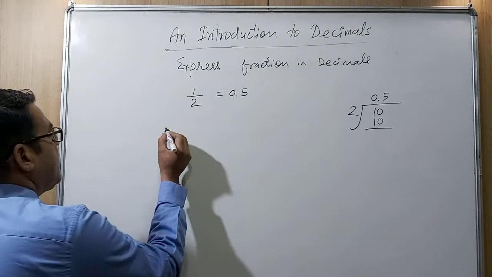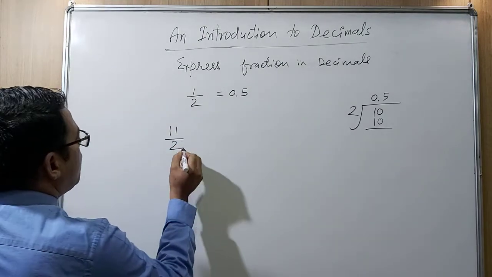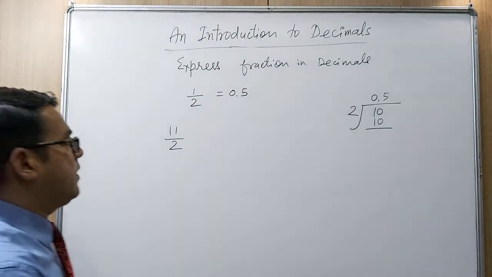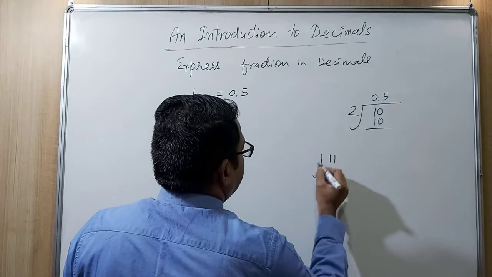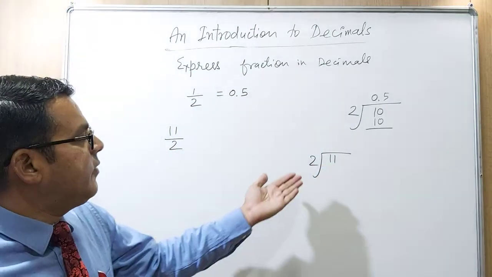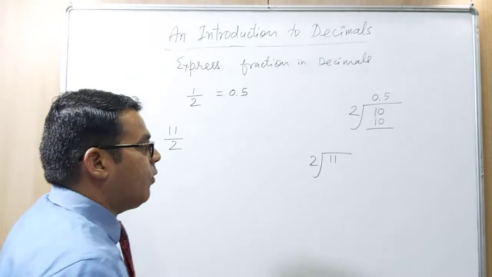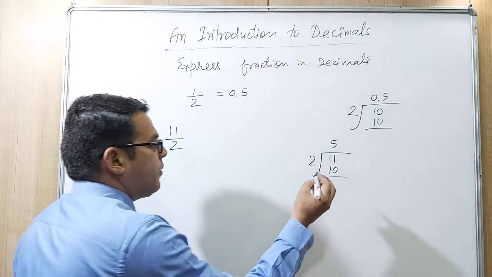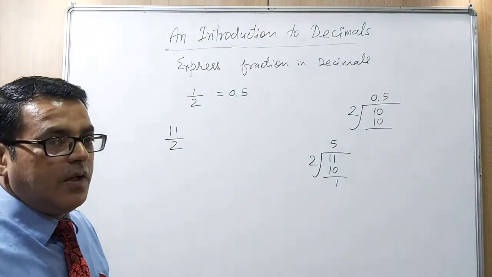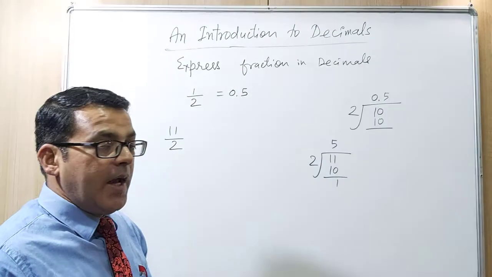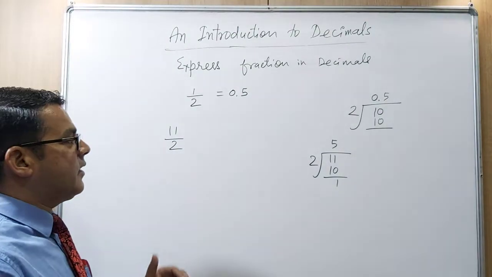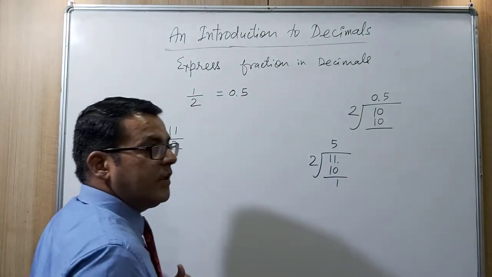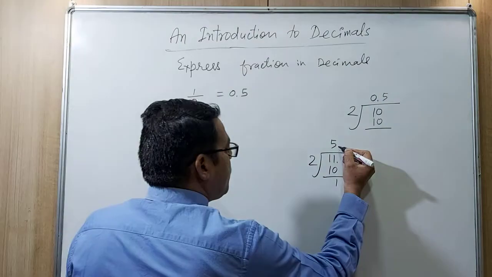One more example I am taking here. Suppose 11/2 is given there. How can we express this 11/2 in decimals? See, now you can see here the divisor is 2 and the dividend is 11. So 5 times we can divide it. 2 5s are 10. After subtraction we have 1. Now this 1 is the remainder, but we have to express this number in decimal. So what to do now? Put a decimal point here. Since we are putting a decimal here, we have to put a decimal here also.